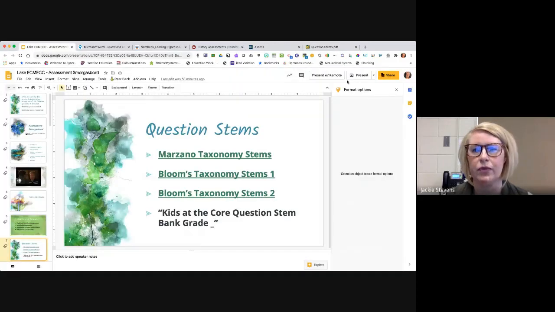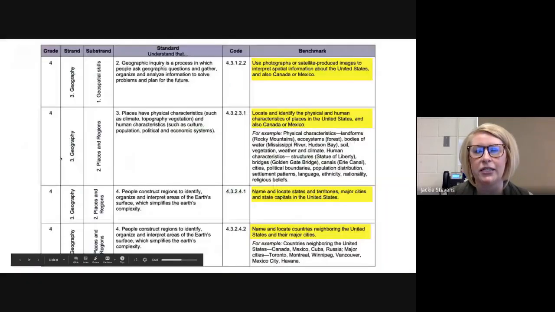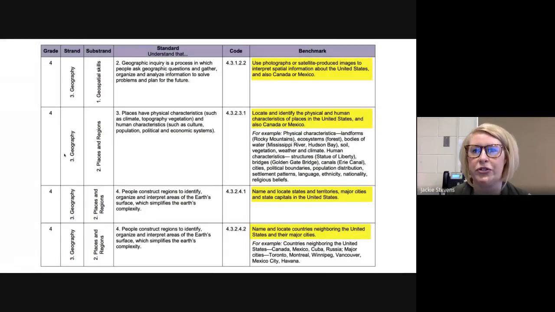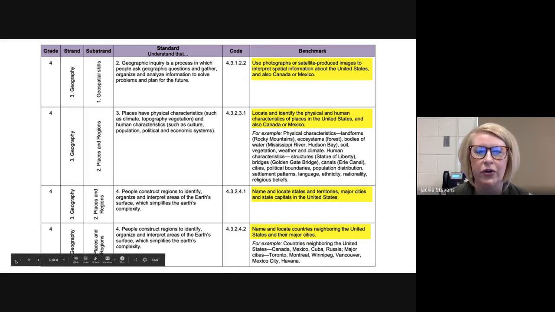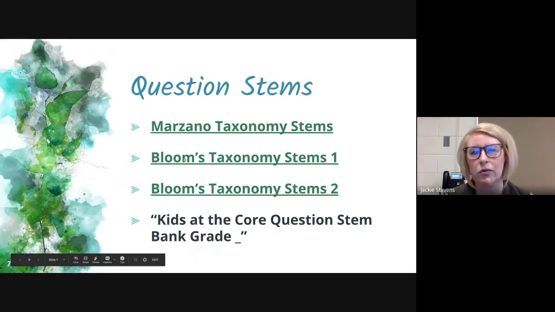So let's take a look quickly at these, some of our 4th grade social studies standards, and just look at how I use question stems in my classes. So I'm going to look at the words in the standard, locate and identify. We'll start with that first, and then we'll go to use and interpret. Okay, so let's go back. Let's do this. We'll do Bloom's today.